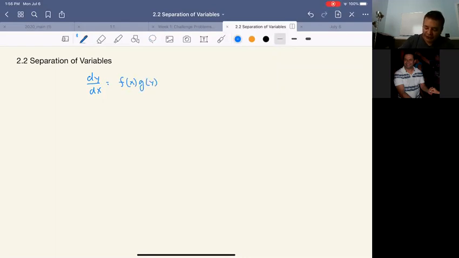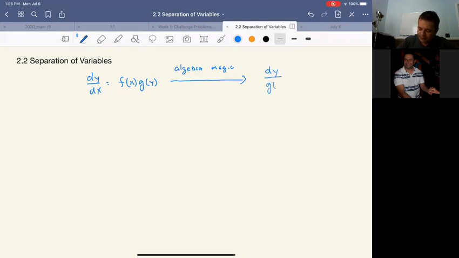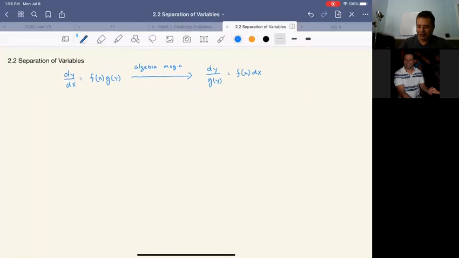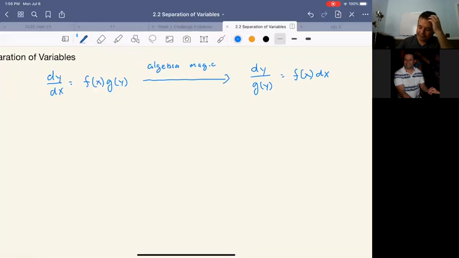So you're going to do some algebra magic. And I'm going to say algebra magic because math students should be aware that what I'm doing here is sort of what we call just a formal manipulation. And by that I mean not every manipulation I'm making here is perfectly justified. And yet still it works. So we're going to go ahead and do it anyways. And then we're going to integrate both sides.